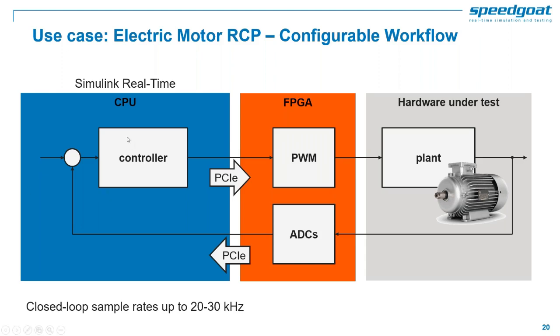So the controller for our motors is running on the Speedgoat hardware using Simulink Real-Time, and because we are not asking for very high sample rates, we can make use of the existing I/O cards from Speedgoat, which let us do ADC or PWM or any other kind of communication with the hardware under test.